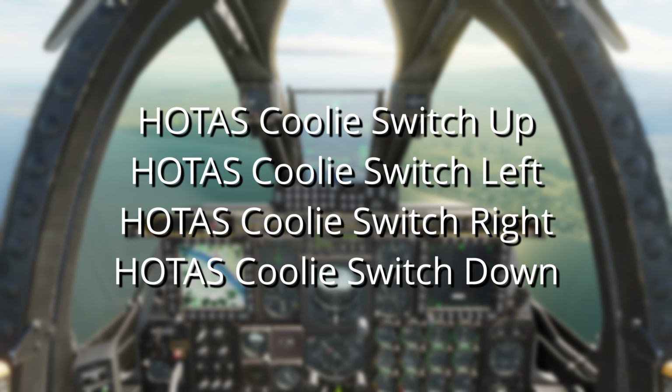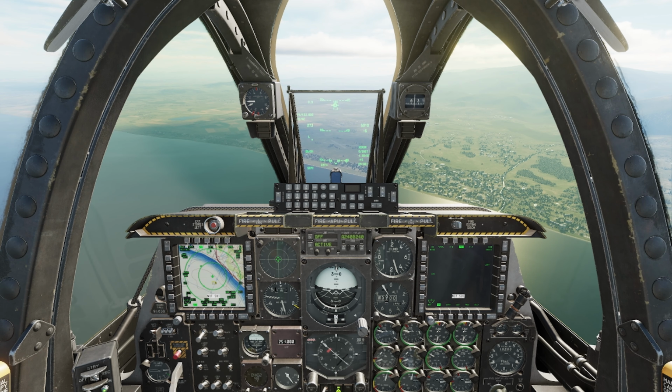Now we'll talk about the coolie switches. HOTAS coolie switch up, left, right, and down are extremely important switches in the A10. The coolie hat switches assign SOI for MFDs, HUD, and the helmet mounted cueing system. The coolie switches short, left and right, will also allow you to cycle pages on your MFDs. A long press on the coolie switch will allow you to assign a certain screen as the sensor of interest.